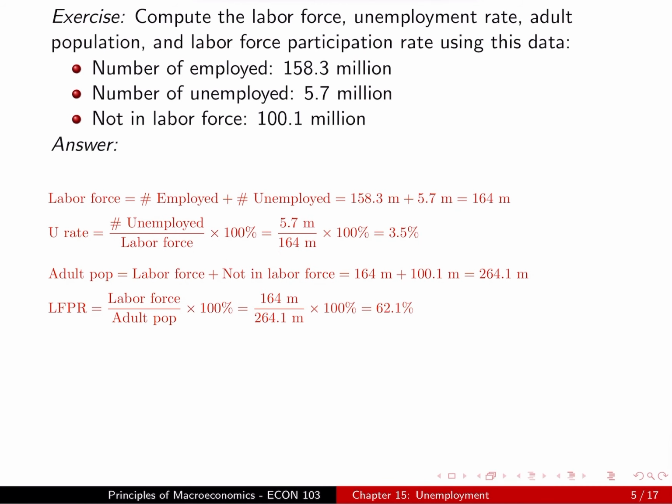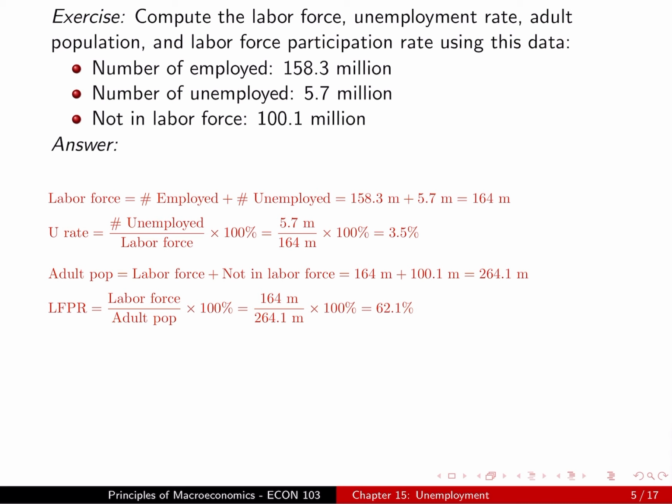Here is an exercise. Compute the labor force, unemployment rate, adult population, and labor force participation rate using this data. Number of employed is 158.3 million, number of unemployed is 5.7 million, and number of not in labor force is 100.1 million. Let's start with computing the labor force by summing the number of employed and the number of unemployed. That is 158.3 million plus 5.7 million equals 164 million.